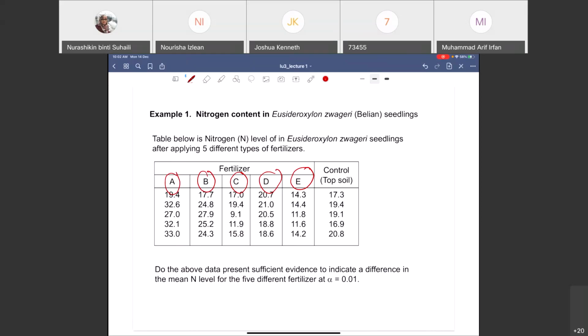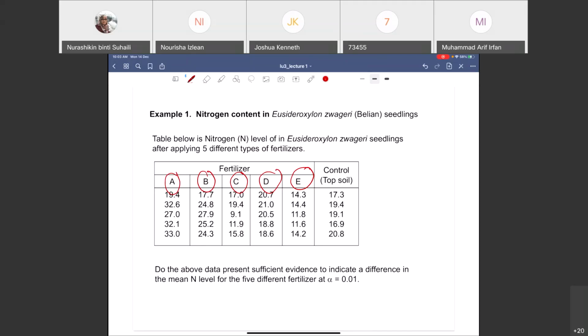Okay. So let's say, suppose you are given this question: the table below is the nitrogen level of the species Xylocarpus granatum seedlings after applying 5 different types of fertilizers. Do the above data present sufficient evidence to indicate a difference in the mean N level for the 5 different fertilizers at alpha equal to 0.01?